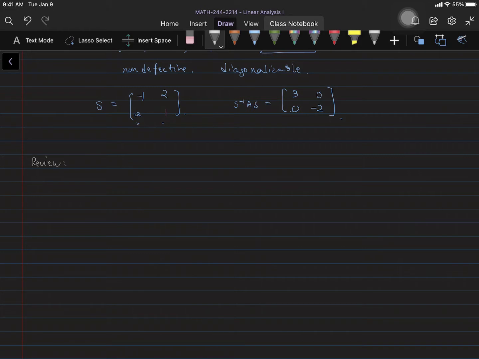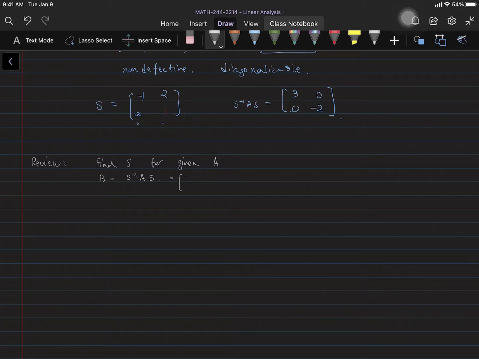So let's review. In the last class, we know how to find S for a given A, right? And we also know how to find B, and B is similar to A. That means B equals S inverse AS. Okay, and what is B?